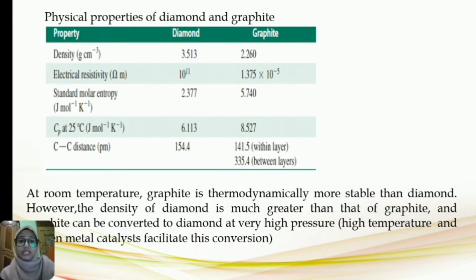In this table, we can see the physical properties of diamond and graphite. At room temperature, thermodynamically graphite is more stable than diamond. However, the density of diamond is much greater than graphite. Graphite can be converted to diamond at very high pressure.